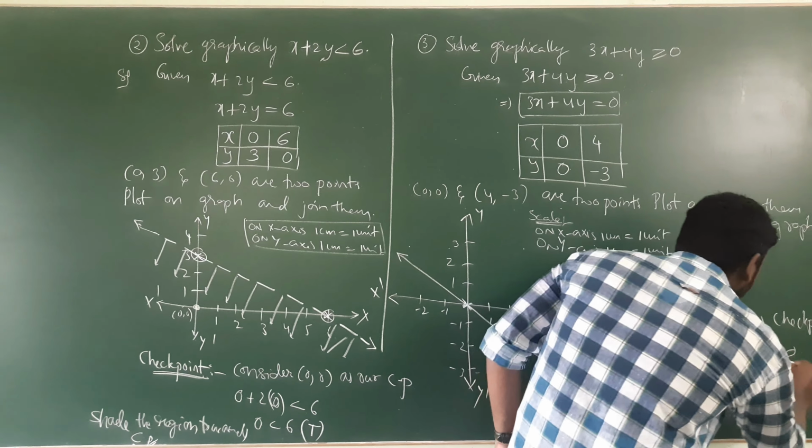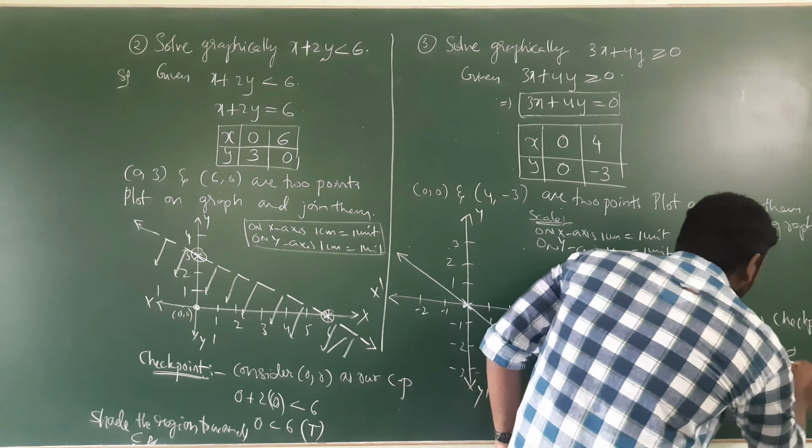So what is our checkpoint? 4 comma 0. It came true. True means shade towards the checkpoint. Why? Because the checkpoint is on the upper side of the line. So why does 4 comma 0 mean true? If you take the other side, what will come? For example, if I take minus 2 comma 0, see carefully.